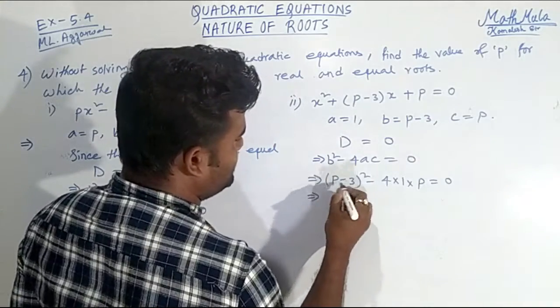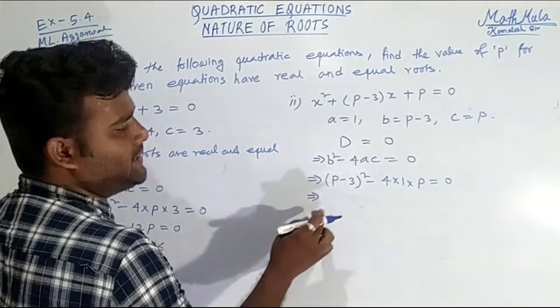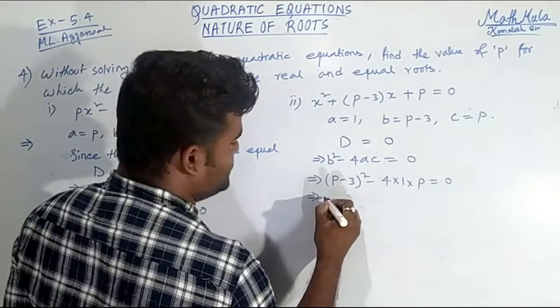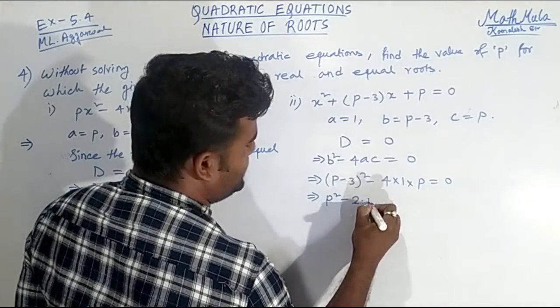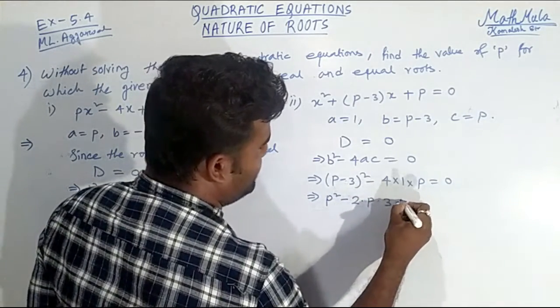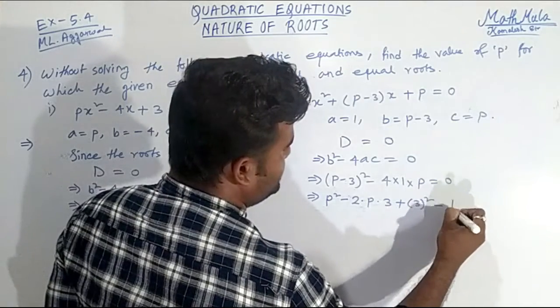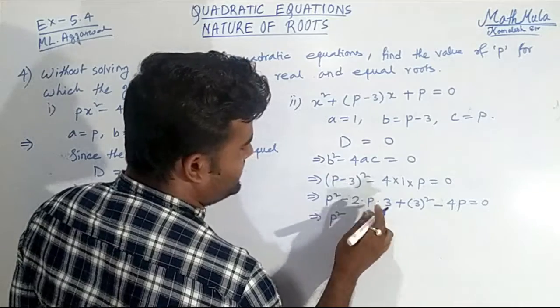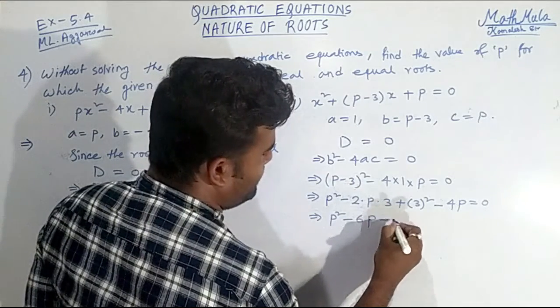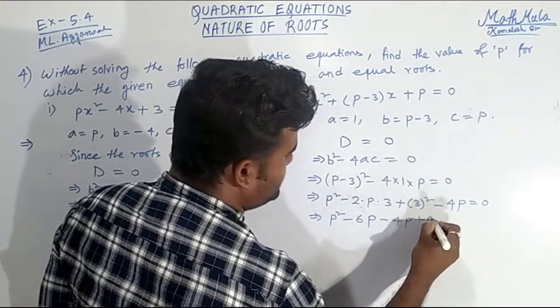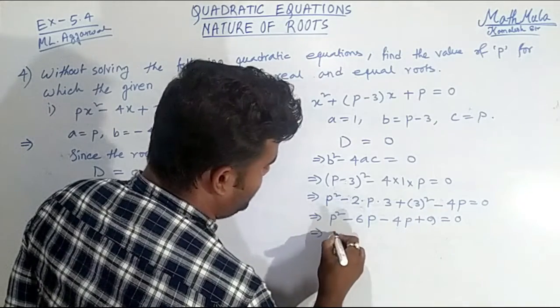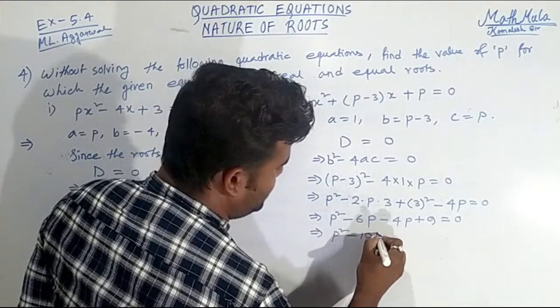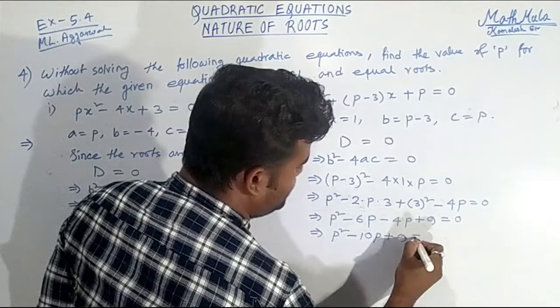That implies (p minus 3) whole square, that is (a minus b) whole square, that is a square minus 2 into p into 3 plus 3 square, minus 4p is equal to 0. That implies p square minus 6p minus 4p plus 9 equals 0. That implies p square minus 10p plus 9 is equal to 0.